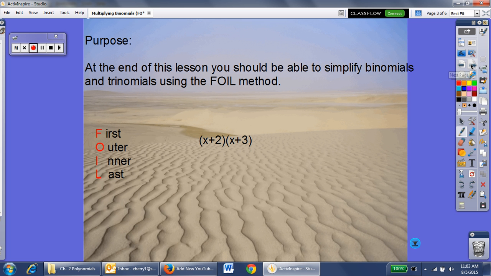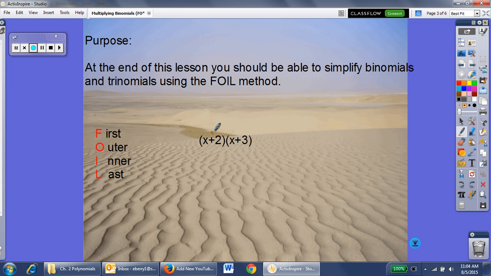Okay, at the end of this lesson, you should be able to simplify binomials and trinomials using the FOIL method. So FOIL stands for first, outer, inner, last, and it's a good way for us to remember how to distribute the terms when you have 2 binomials.